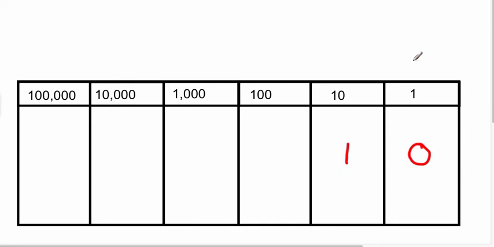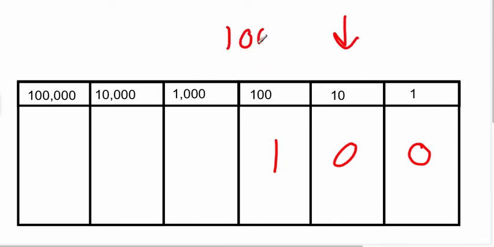This time, instead of counting by ones, I'm actually going to count by tens. 10, 20, 30, 40, 50, 60, 70, 80, 90. What comes next? 100. So the moment I had 10 groups of 10, I had to go to the next place value, which is 100.